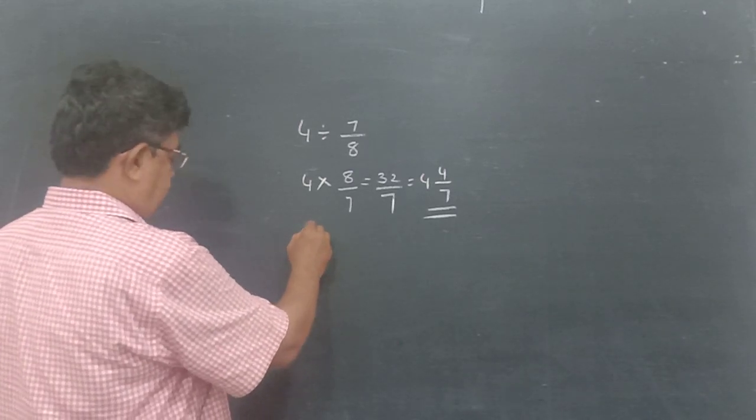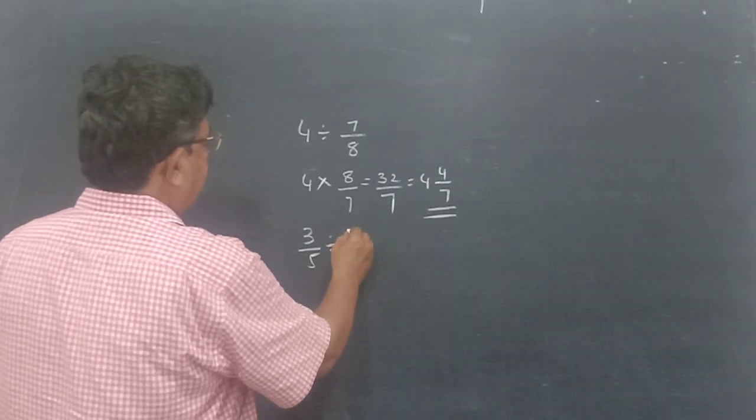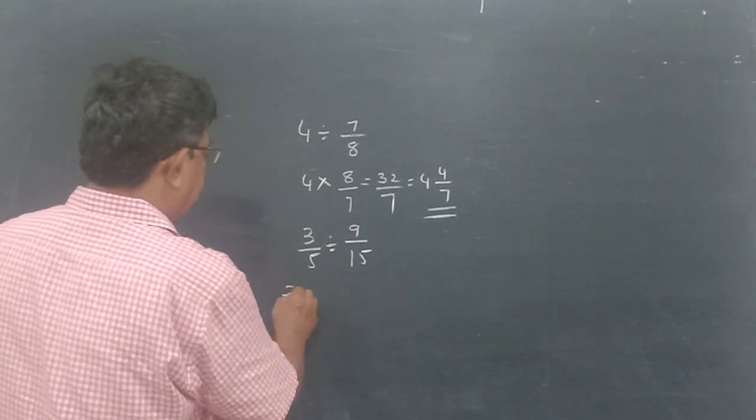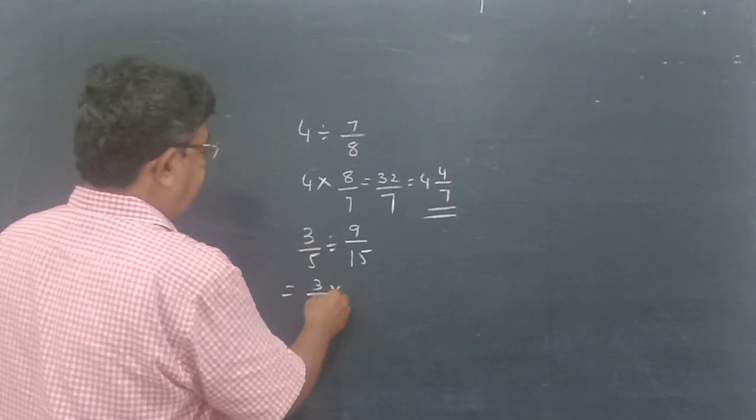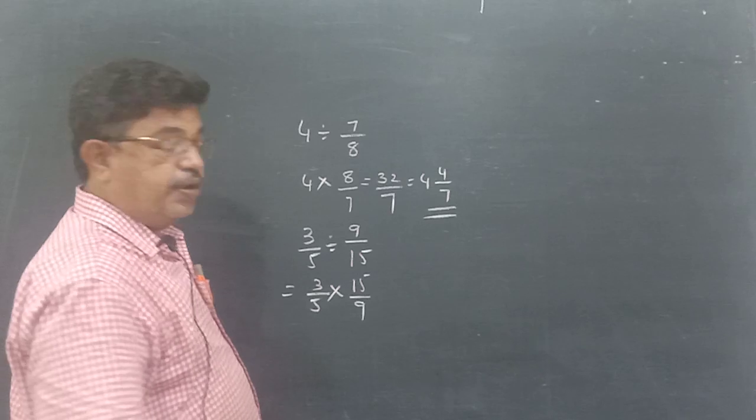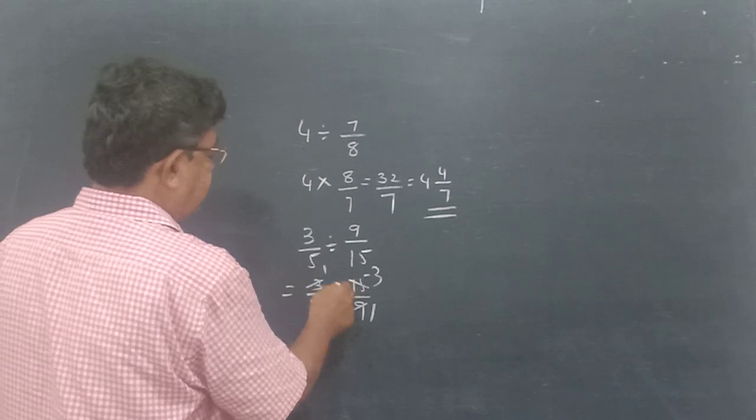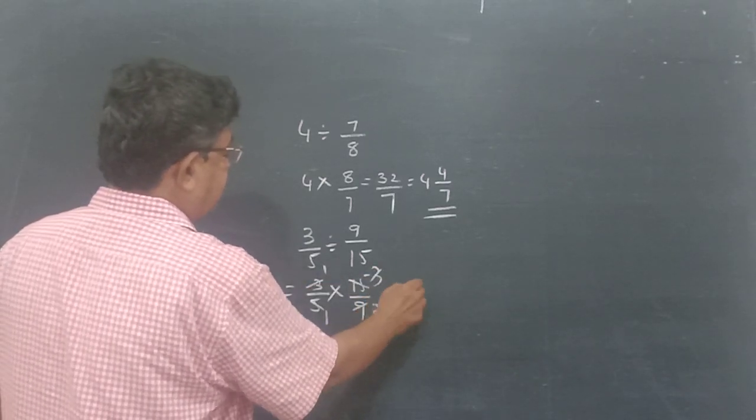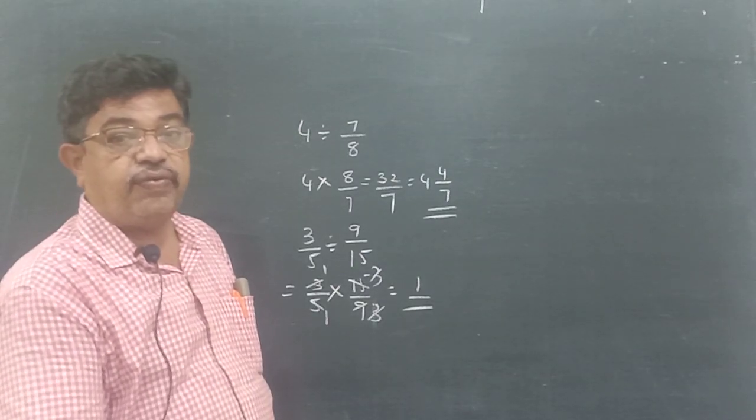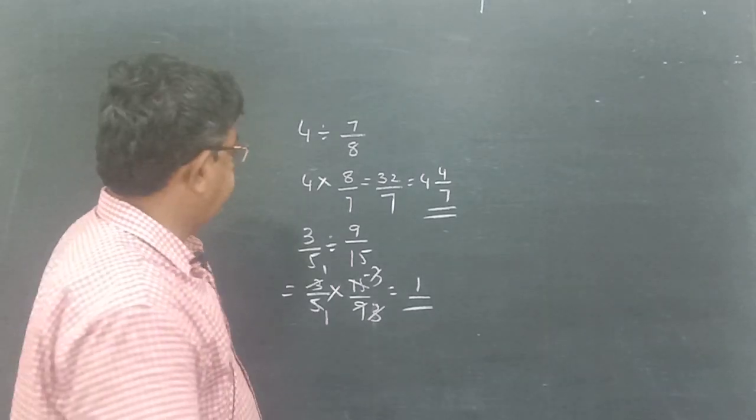Now I divide a fraction 3 by 5 with another fraction 9 by 15. First step as it is, 3 by 5 divided by 9 by 15 can be written as 3 by 5 into 15 by 9, which is the reciprocal of 9 by 15. So, 5 ones, 5 threes, 9 ones, 3 ones, 3 threes. Now, 3 gets cancelled. The final answer is 1, which is a whole number. So, the product of two fractions sometimes is a whole number.